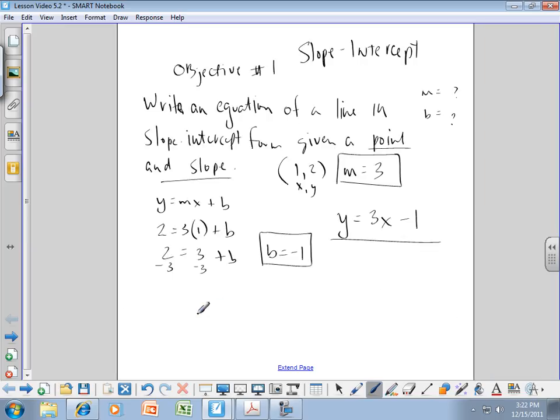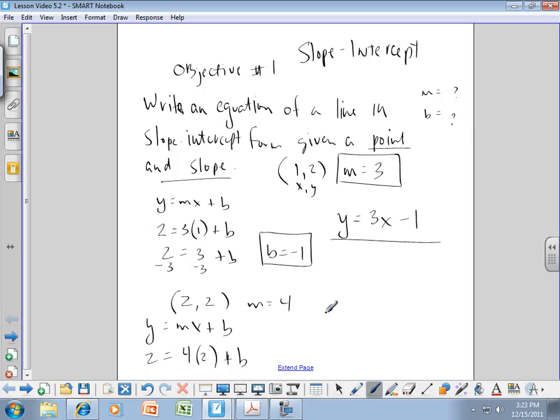Let's do one more. Let's give ourselves an ordered pair (2, 2), and we'll say that the slope is 4. Okay? So here we go. Here's y equals mx plus b. What I'm going to plug in for 3 of these 4 variables, aren't I? The y, the m, and the x. 2 equals 4 times 2 plus b.